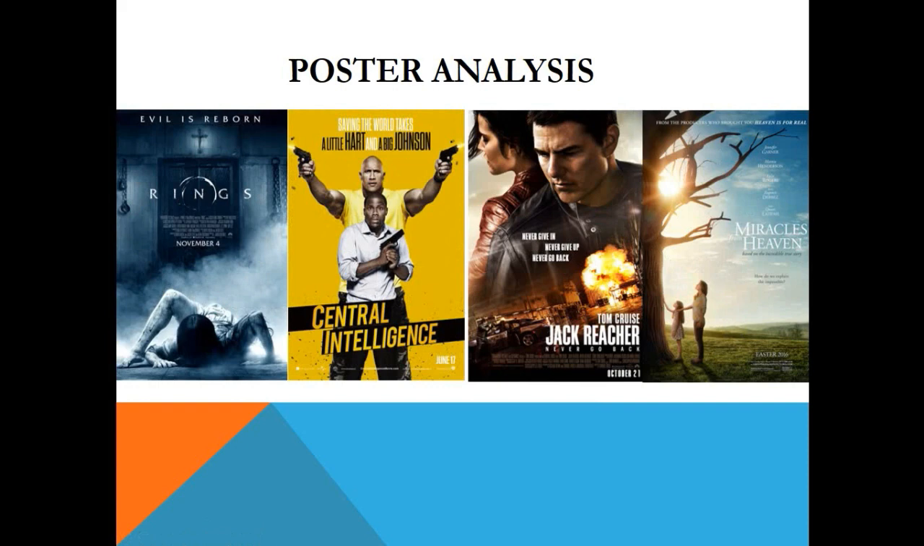Now let's try and apply what we've learned. Let's look at the following movie posters and identify what codes and conventions were used to suggest the genre of the film. Take note how the characters are dressed up and how they project themselves in the poster. You can also check the color schemes and the text used in these posters.